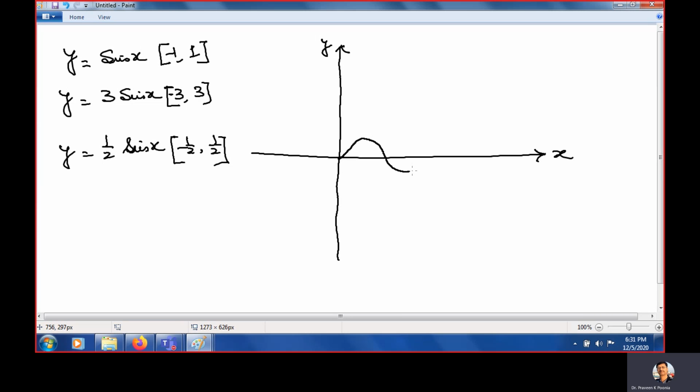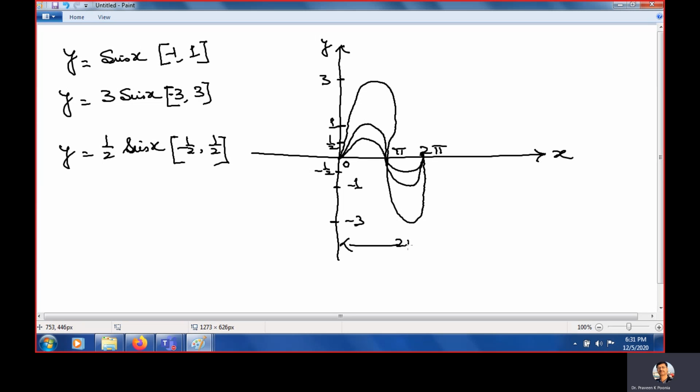Now if you will see, one graph is this one. One graph is this one. And one graph is this one. What is this? This is 1 upon 2. What is this? This is 1 and this is 3. Here is minus 1 upon 2. Here is minus 1 and here is minus 3. So the period is same. Period is no change. This is 0, this is pi, this is 2 pi. This is one cycle, 2 pi period. Clear? Period is no change.